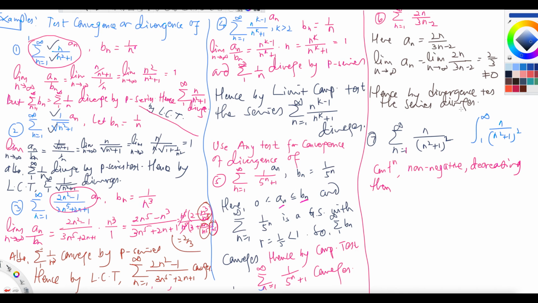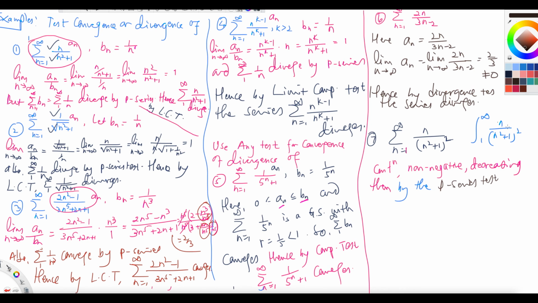Now you can use more than one method. I think you can use the limit comparison test on that too if you want to. The limit comparison test also works here. Then by the P series test, because by the P series this will converge.